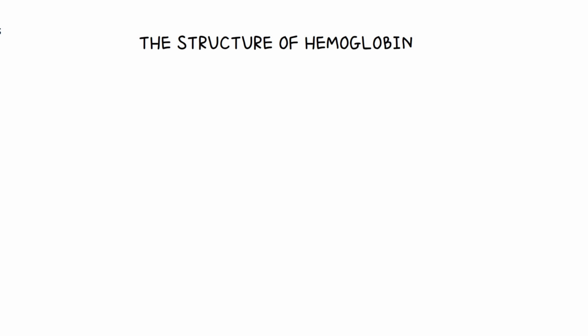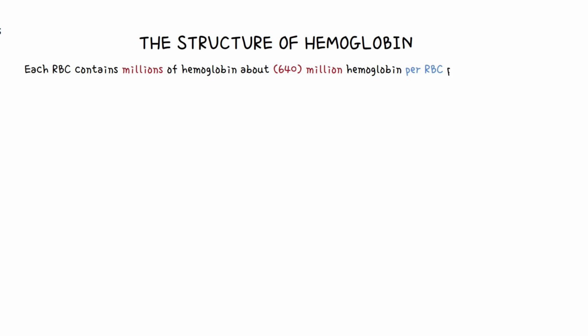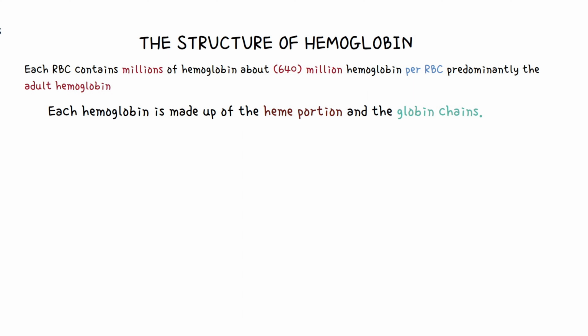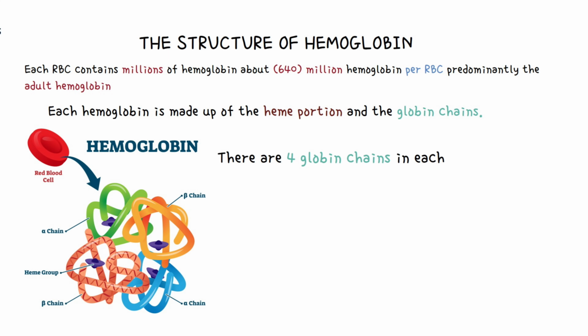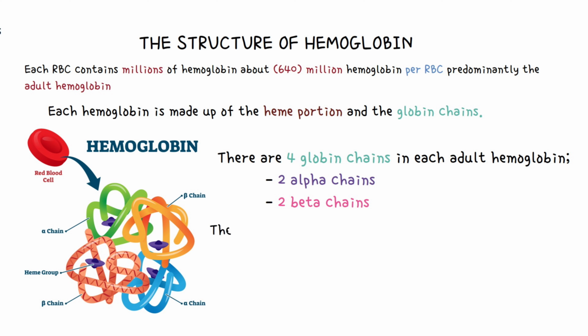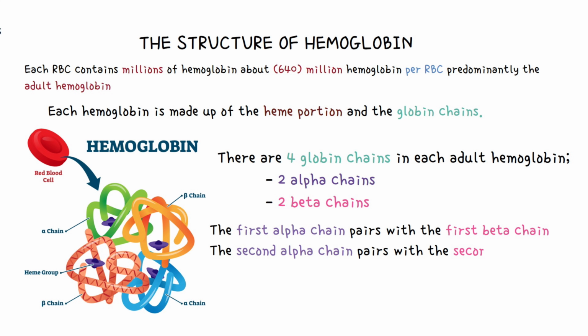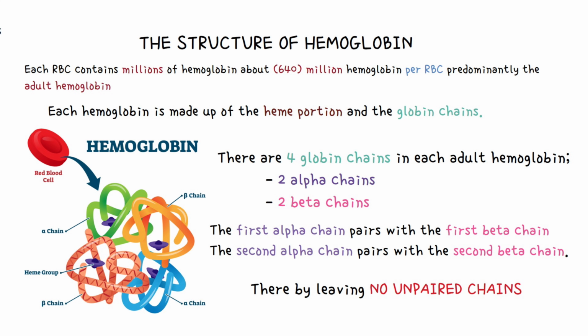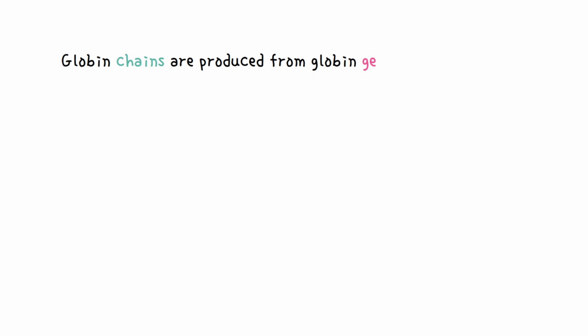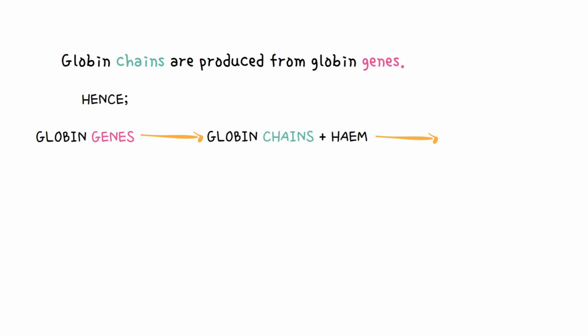In order to answer that, we have to review the structure of the hemoglobin. Each red blood cell contains millions of hemoglobin, about 640 million hemoglobin, predominantly the adult hemoglobin. Each hemoglobin is made up of the heme portion and the globin chains. There are 4 globin chains in each adult hemoglobin, which are the 2 alpha chains and the 2 beta chains. These chains are paired such that the first alpha chain pairs with the first beta chain and the second alpha chain pairs with the second beta chain, thereby leaving no unpaired chains. Globin chains are produced from globin genes. Hence, globin genes produce globin chains which combine with heme to form the hemoglobin.